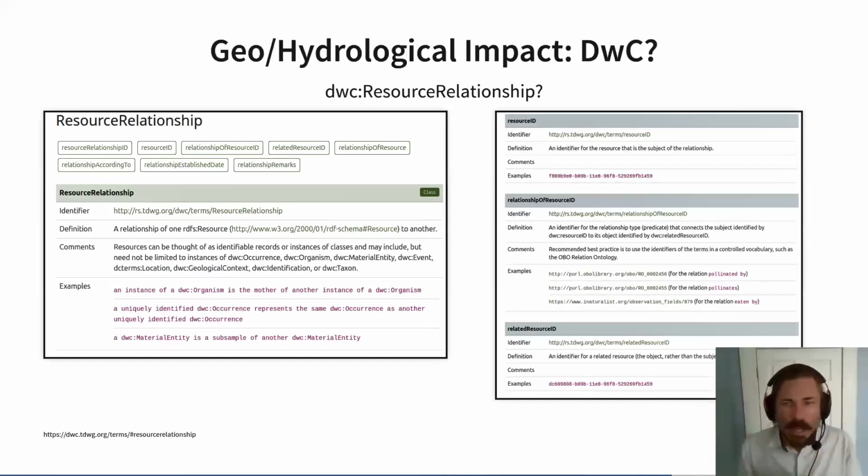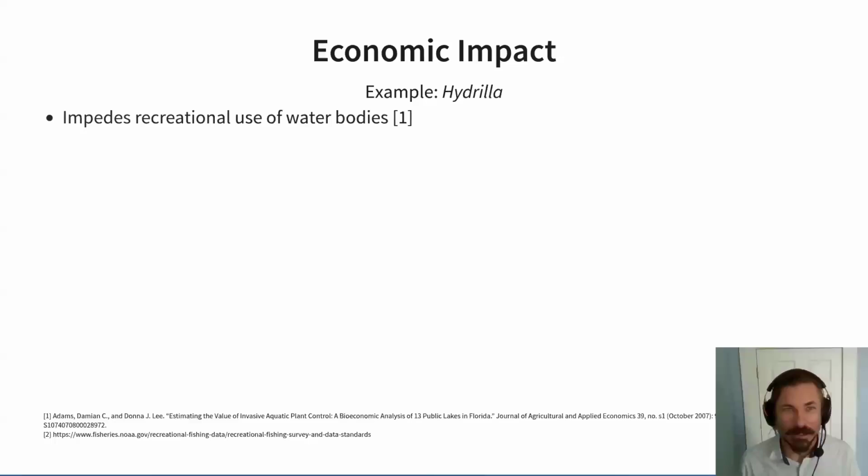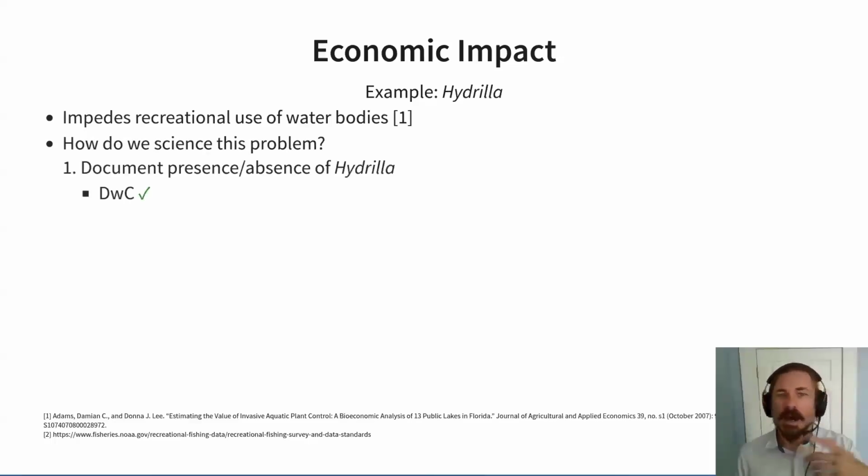But where is that hydrology data, that data point at? Well, it's not able to be encoded here. And so you could probably imagine where this is going to go. Hydrilla also has a massive economic impact. It impedes recreational use of water bodies. How do we science this problem?